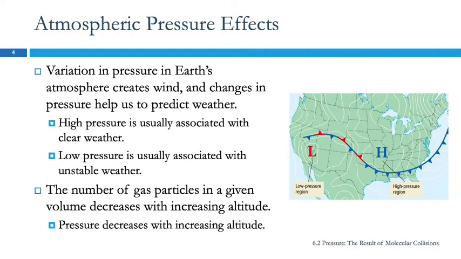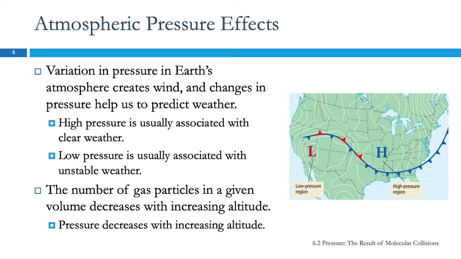Well, gas and pressure has an effect on the weather as well. So the atmosphere is composed of air, which is a mixture of gases, and it exerts a pressure. The pressure can change. And so when meteorologists are trying to predict what weather's going to happen, they're looking at low pressure areas and high pressure areas.